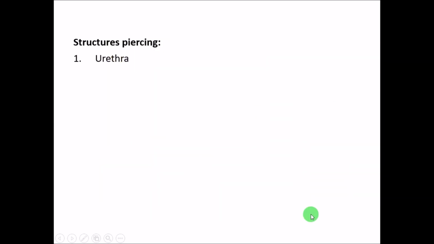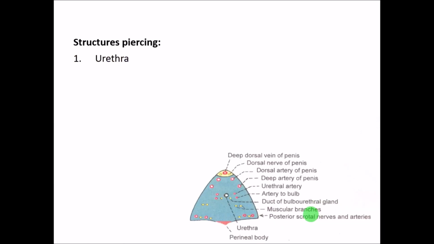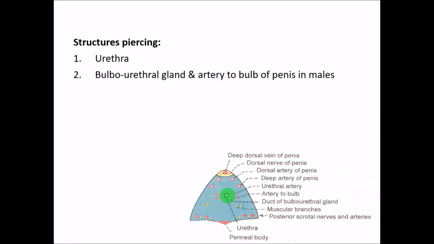Okay. So what are the structures piercing? One is the urethra. Okay, this is the urethra here. Then the bulbo-urethral glands and artery of bulb of penis in case of the male. Okay, so the duct of the bulbo-urethral glands beside the urethra, as well as the artery of the bulb of penis in case of the male. Okay. And in case of female, there will be an additional, larger opening, that will be called the vaginal opening. Okay, vagina in case of the female.